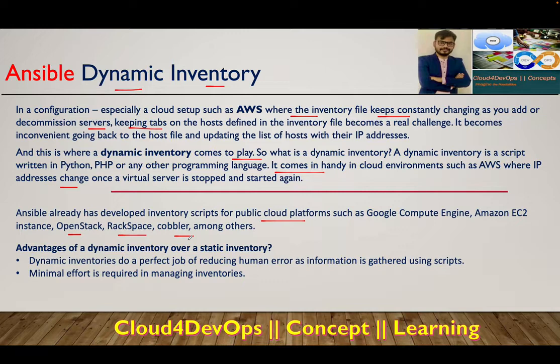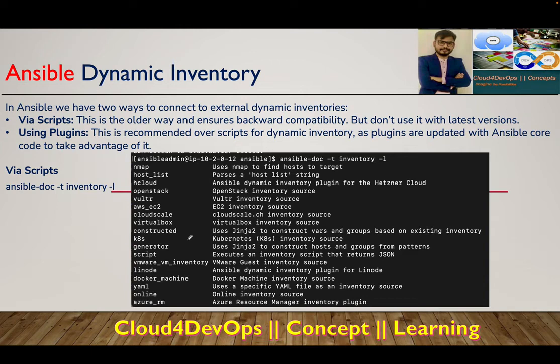Now, how can you make use of dynamic inventory? In Ansible, there are two ways of connecting an external dynamic inventory. One is via script, which is kind of an older way, I would say, and ensures backward compatibility, but don't use it with the latest version. There are some compatibility issues if you use it with the latest version. I'll show you one by one. And second is the plugin, which is obviously recommended over the scripts for dynamic inventory, as plugins are updated with the Ansible core code to take advantage of it.